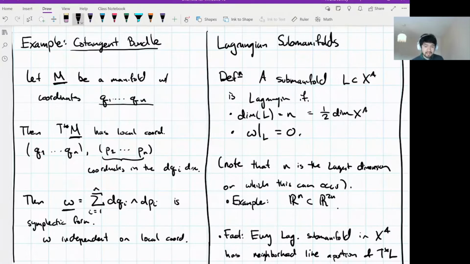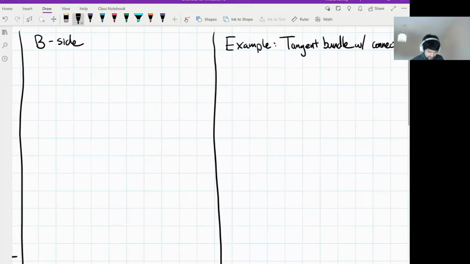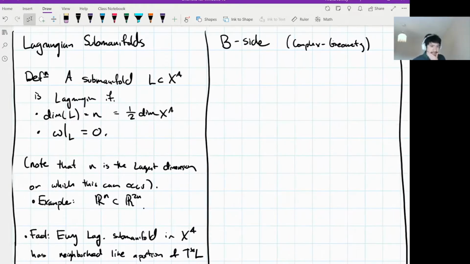Okay, so this is one side of the story, and now let me talk about the other side. So the B side. So this will be maybe algebraic or complex geometry. Okay, so you'll have to forgive me, this is going to be phrased from a very, very differential geometric standpoint.